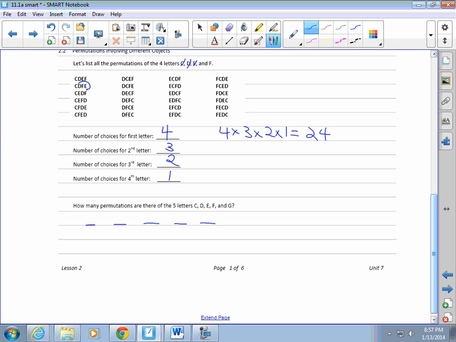How many choices of letters do I have for my first one? I would have 5. And once I've taken one of those, then I'm down to 4, which leaves me down to 3 for the next spot, and then 2, and then 1. 5 times 4 is 20, times 3 is 60, times 2 is 120.